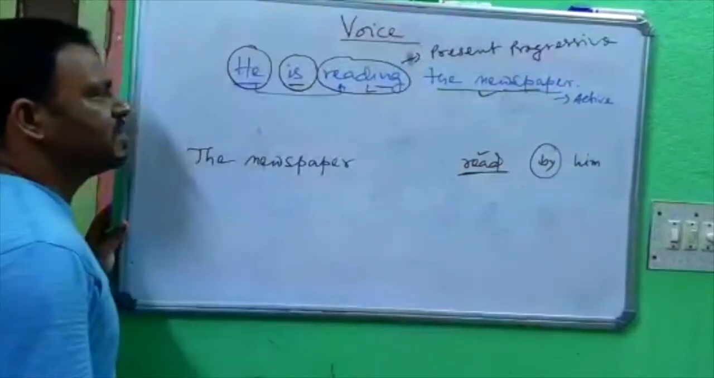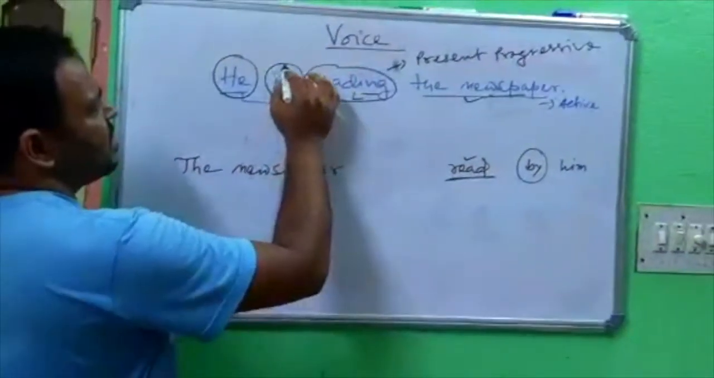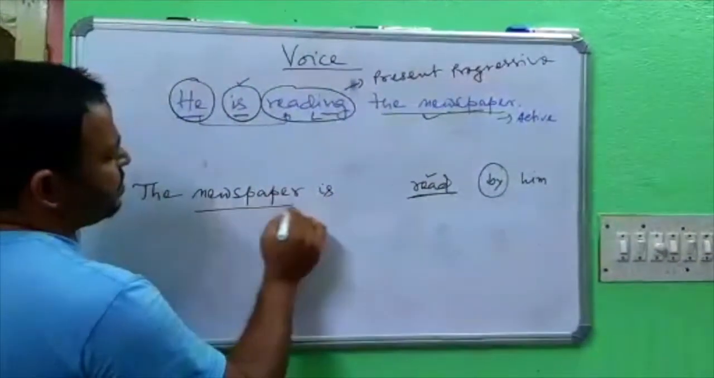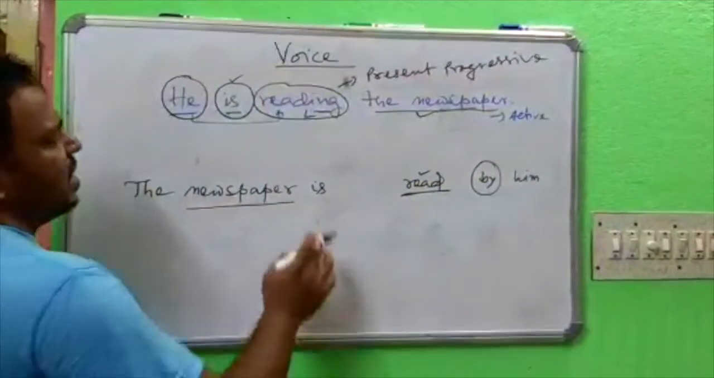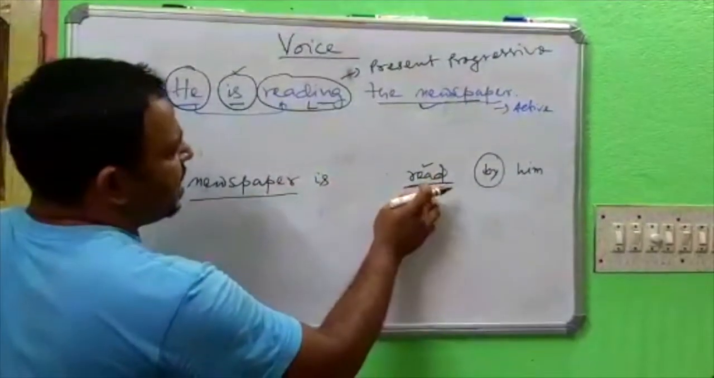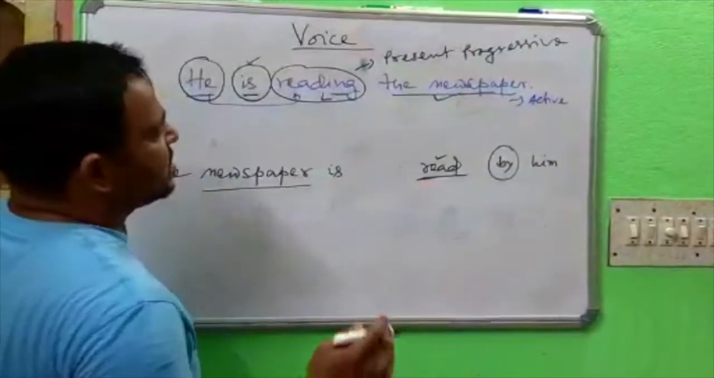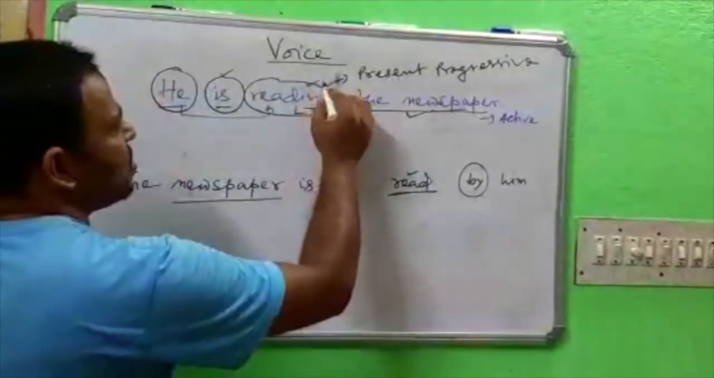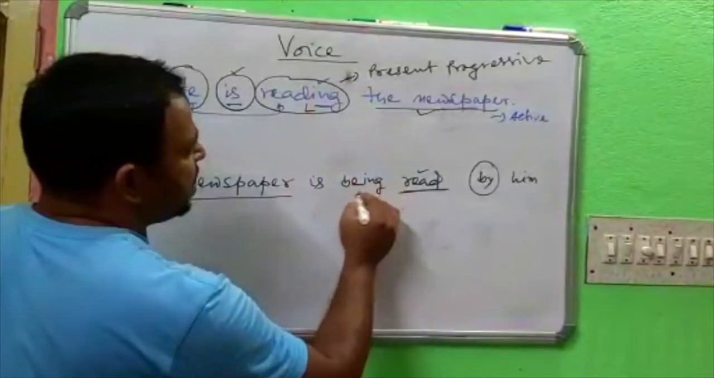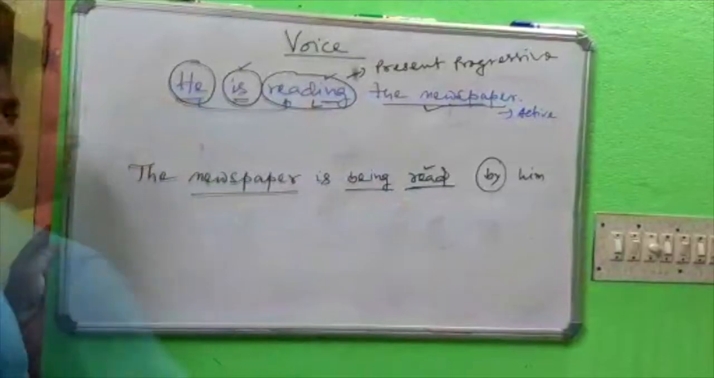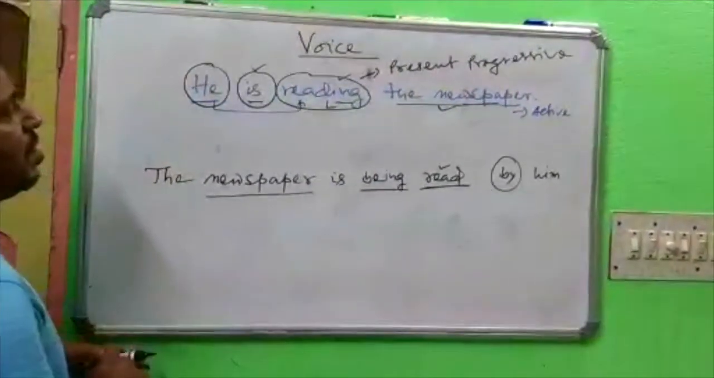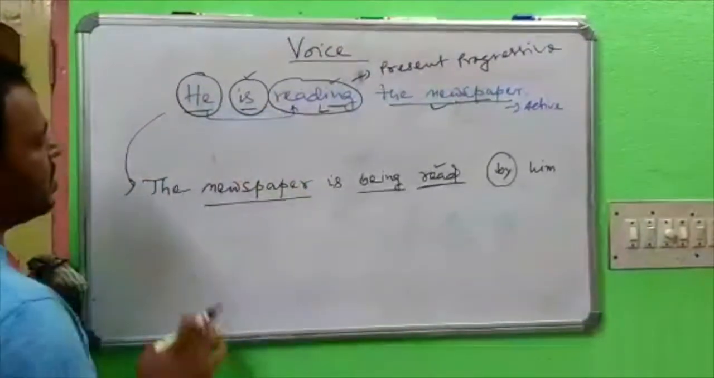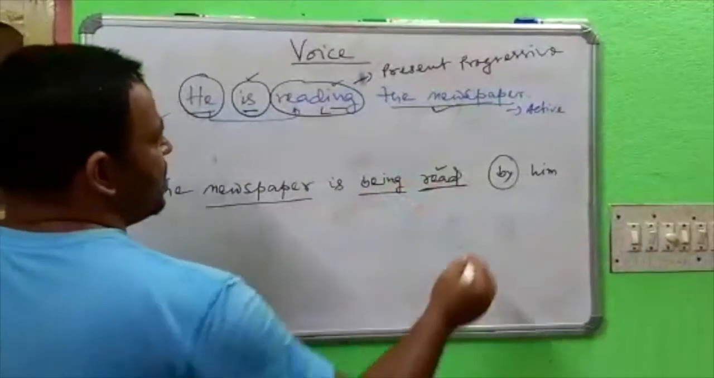But before coming to this, the present continuous tense takes a be verb according to the subject, and as it is in continuous tense and according to the rules of passive voice, it should take a be verb. But as it is in continuous tense, the be verb should be used in the form being. This is the example of a present progressive sentence from active to passive. The newspaper is being read by him.